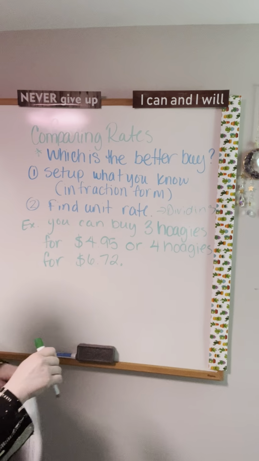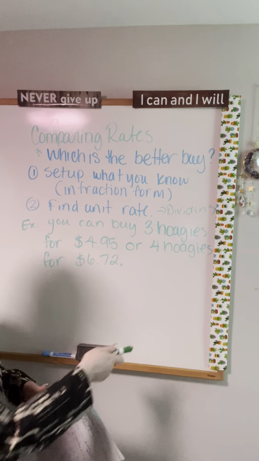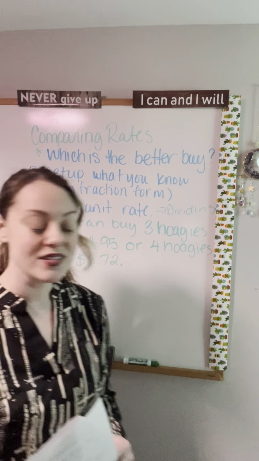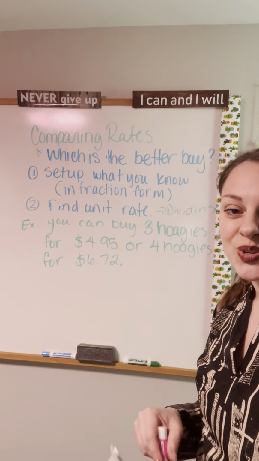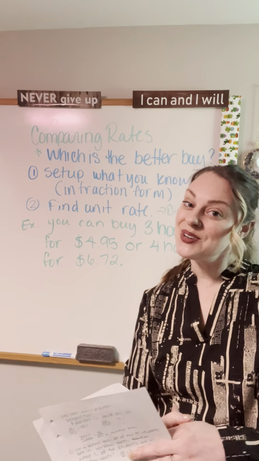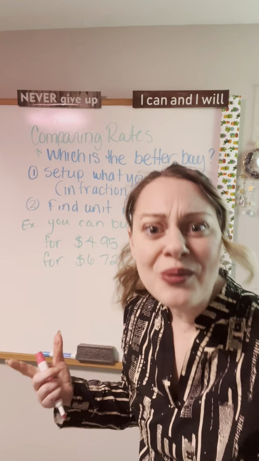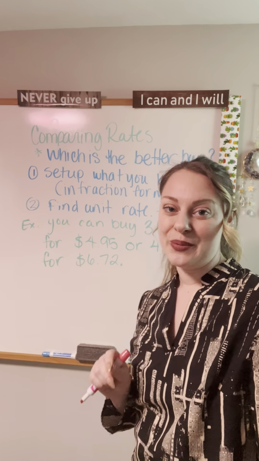So here we go. You can buy 3 hoagies for $4.95, or you can buy 4 hoagies for $6.72. For all my East Coasties, I just want you to know, people out in the West don't call them hoagies, and they don't even know that they're hoagies. They're like, what's a hoagie? A hoagie is a sub in their terminology.